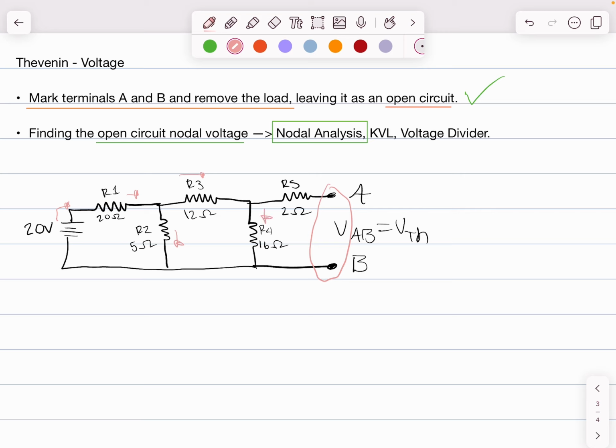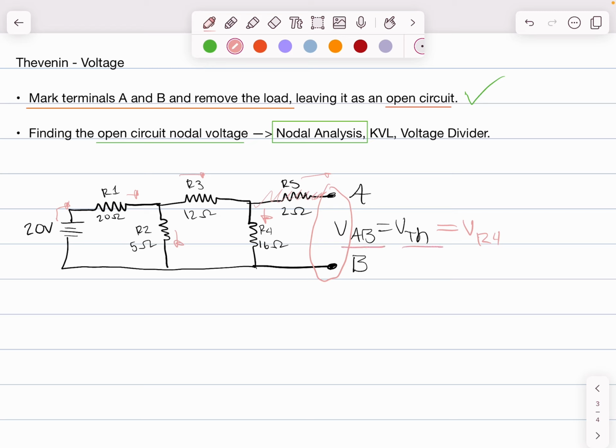I am not going to have any current at R5, and that is because of this open circuit I made at A and B. So R5 is a hanging resistor. Hanging resistors do not add any resistance to the circuit, and there's no current across it. So when I'm looking at VAB, I'm going to redefine VAB as the voltage across VR4. So my open circuit nodal voltage is VR4, it is VThevenin, it is VAB.